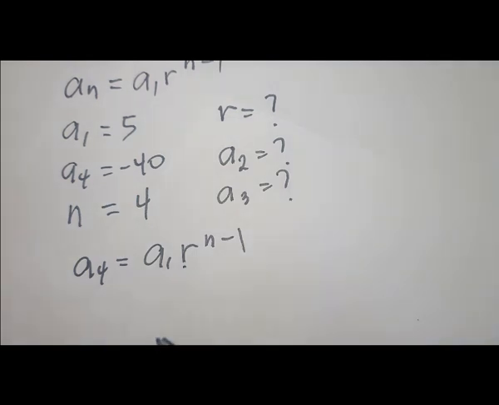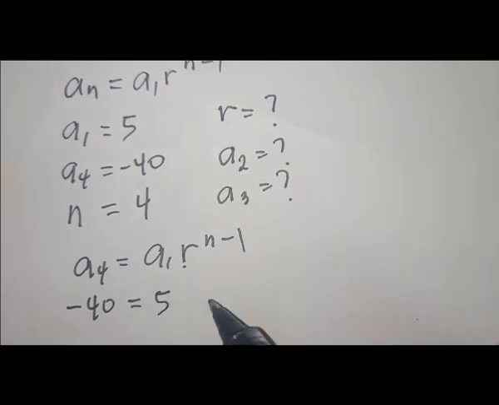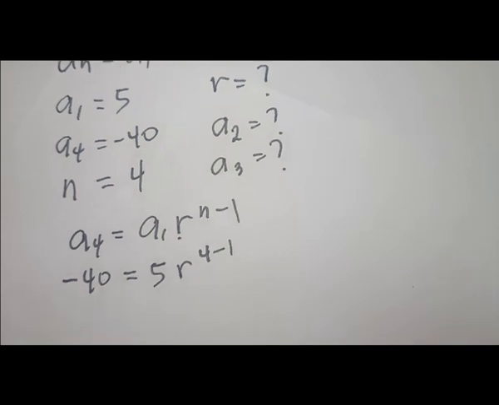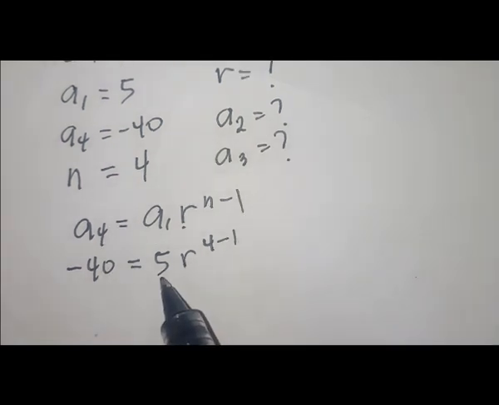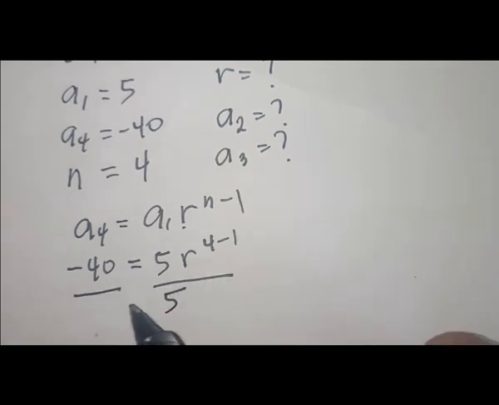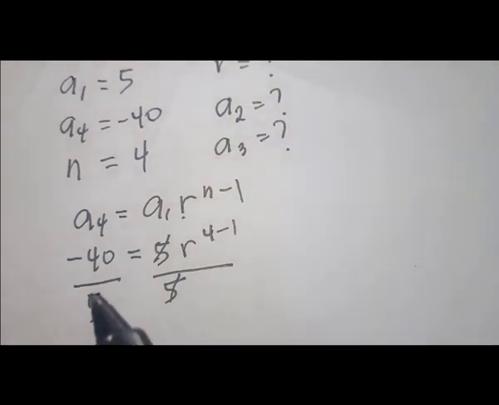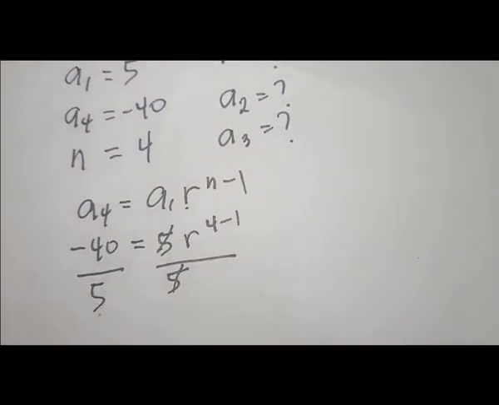Okay? So, substitute natin yung corresponding value. Yung a sub 4 natin ay negative 40 equals, ang a sub 1 natin ay 5. Ang r natin ay unknown. Ang n natin ay 4. Then, minus 1. So, kailangan muna natin alisin yung 5. So, let us try to divide both sides by 5. So, this will be 1. Okay? So, negative 40 divided by 5 will give you negative 8.